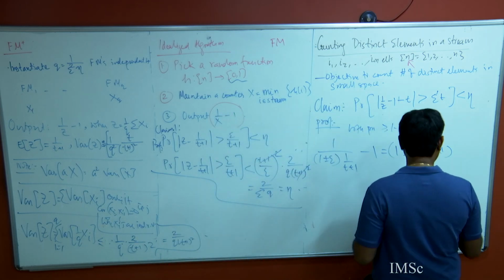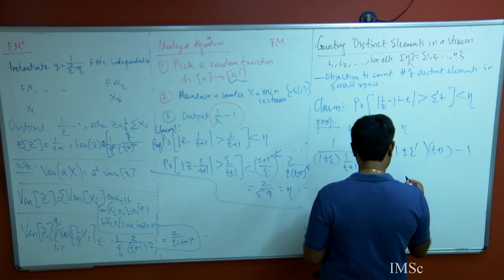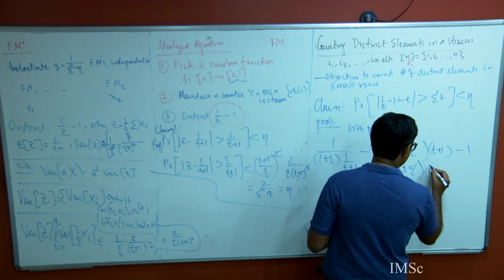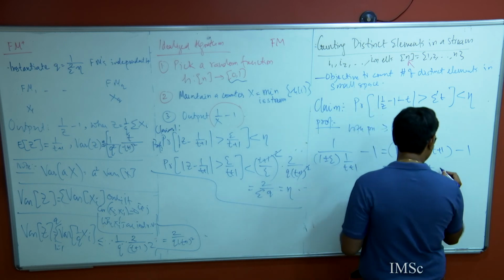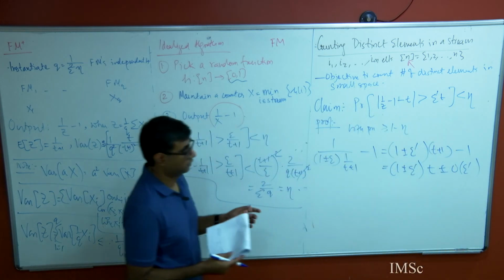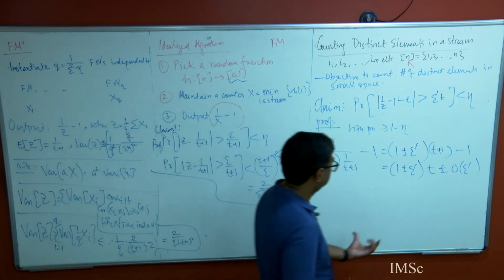Okay, minus 1. So now you are good, right? What will you get? 1 plus minus epsilon prime t plus minus big O of epsilon prime. That's it, right? Now t, right?